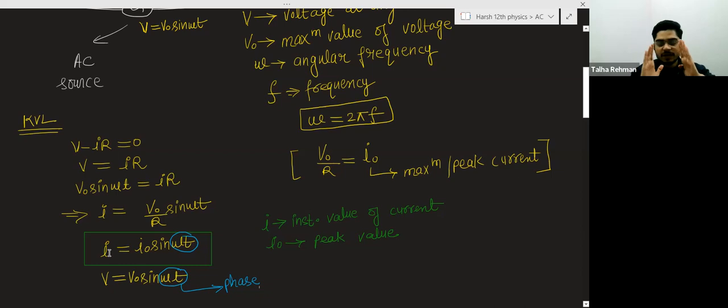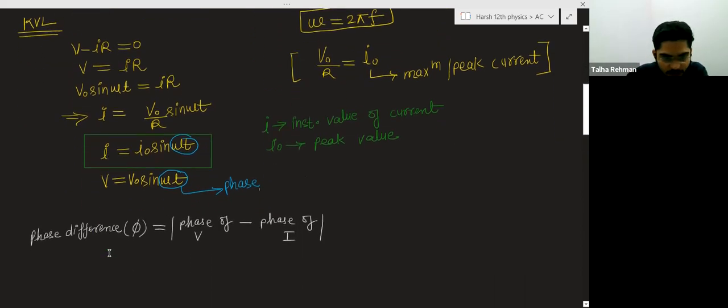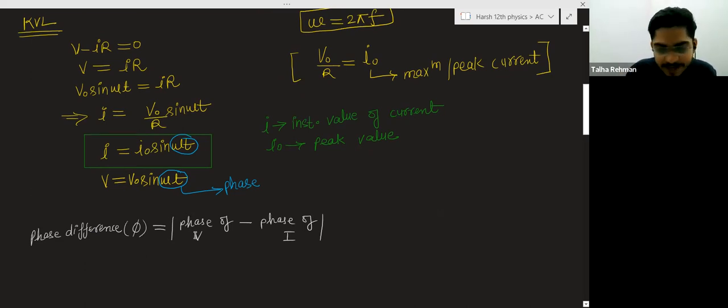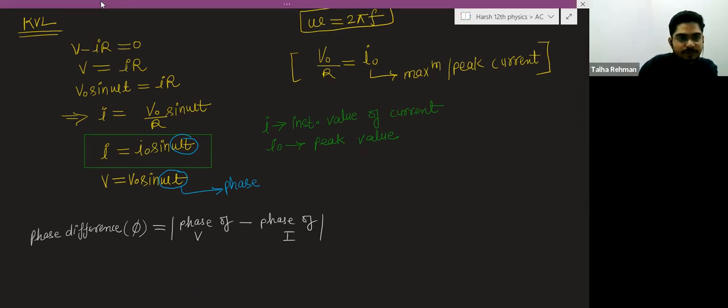We only want the difference. So now see what will happen. The phase difference is represented by phi, and I want to find the phase difference, so I have just applied the modulus here. Why have I applied the modulus? I will tell you why.